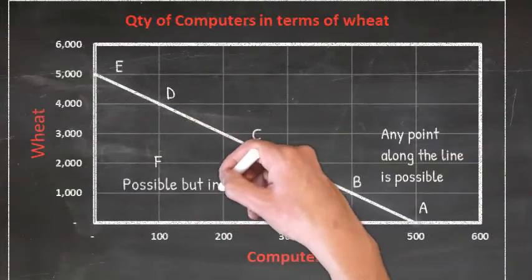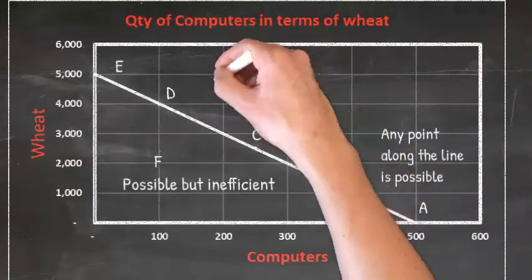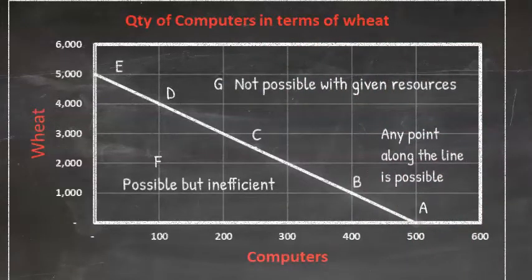We could be below it at point F, but it's inefficient. We wouldn't be making all we could. Item G, we cannot produce with the given resources. It's beyond our production possibilities.